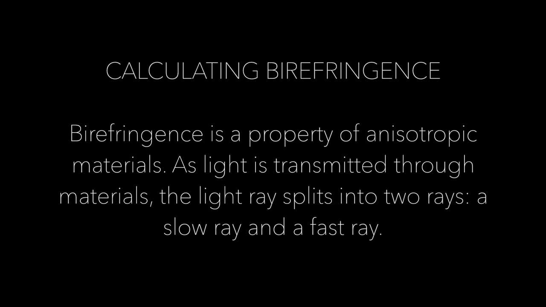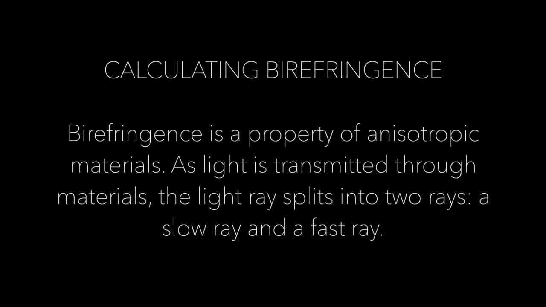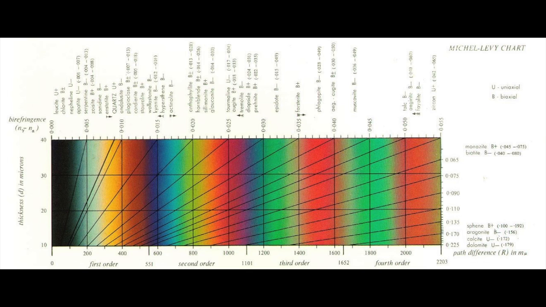Now let's try and calculate birefringence. Birefringence is a property of anisotropic materials. As light is transmitted through materials, the light ray splits into 2 rays, a slow ray and a fast ray. Here we have the Michel-Levy chart, which is used to calculate birefringence. Along the x-axis, we see a color ordering, which is a product of retardation. Retardation is the amount that the slower ray lags behind the faster ray.